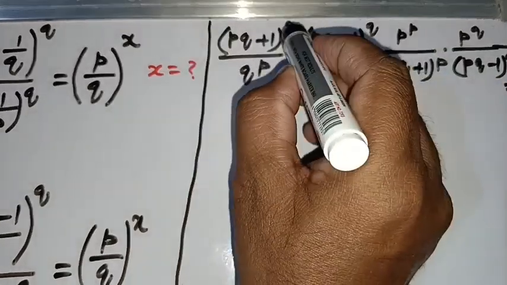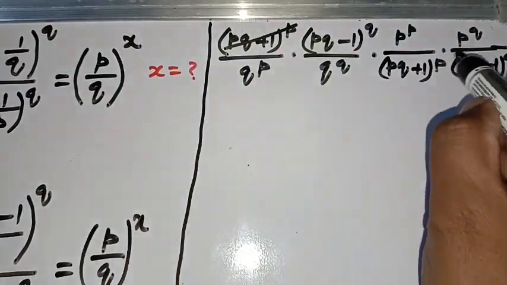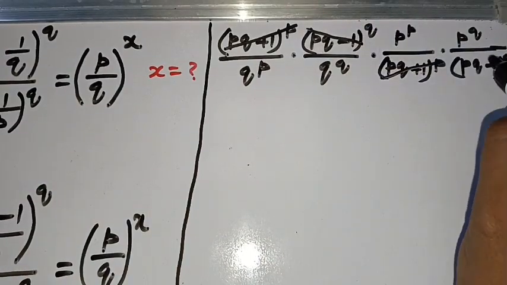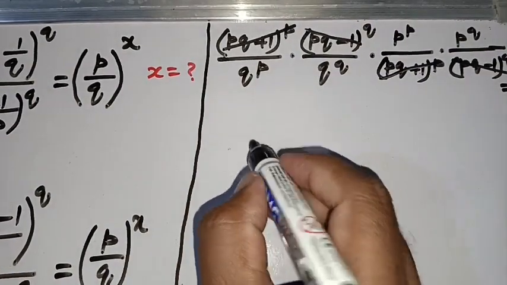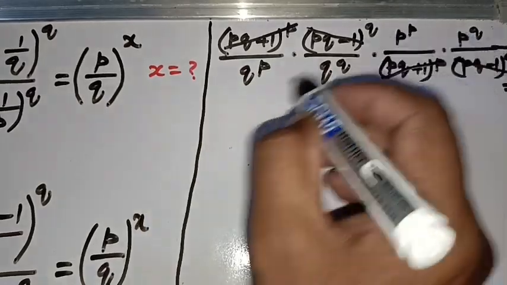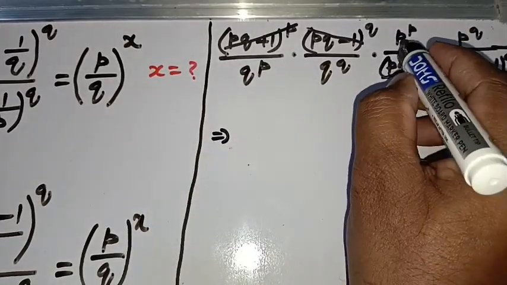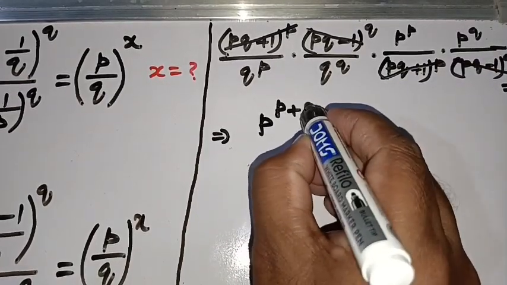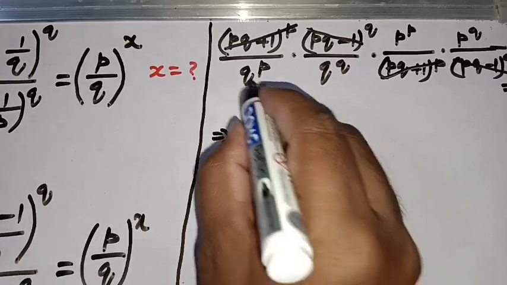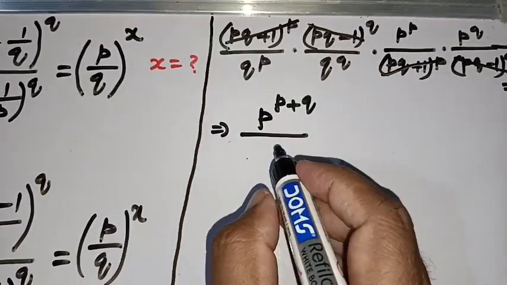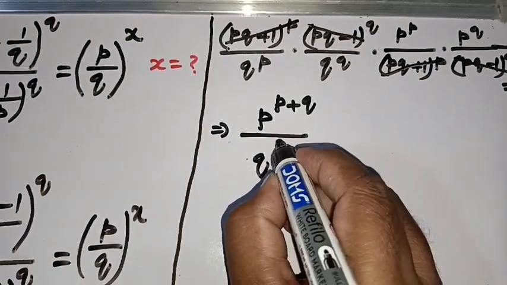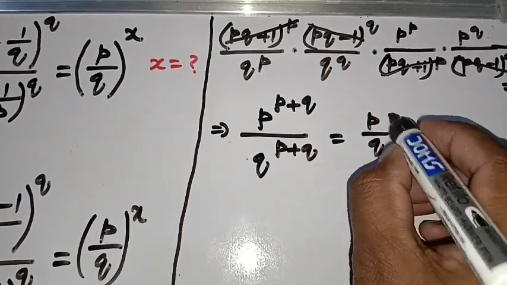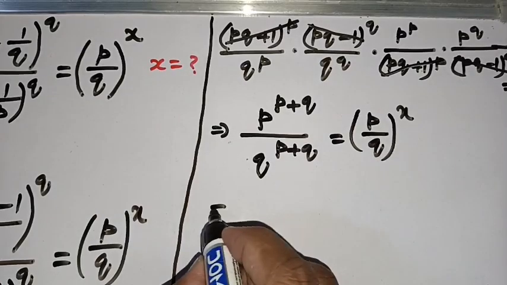So this (pq + 1)^p with (pq + 1)^p we can cancel, and (pq - 1)^q and (pq - 1)^q can be cancelled. So in the numerator we have p^p into p^q, that becomes p^(p + q), and in the denominator q^p into q^q becomes q^(p + q), is equal to (p/q)^x.